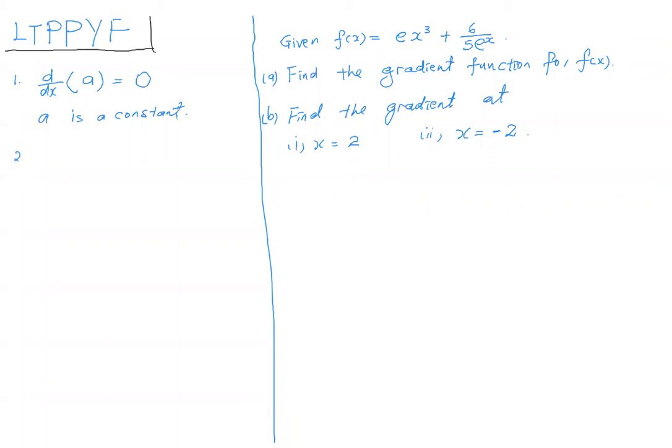Okay, second thing, we know that if it is a linear term, like A times X, what is the rate of change of a linear term? It is constant, am I right? So what is the answer? A. So this is what we have learned so far.